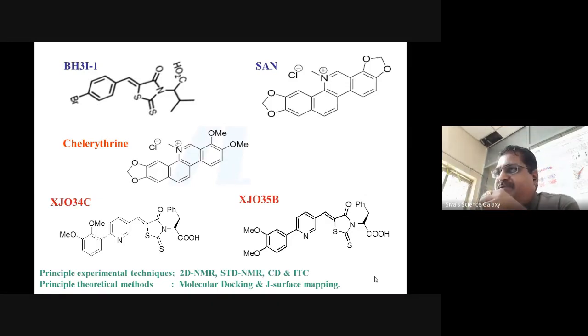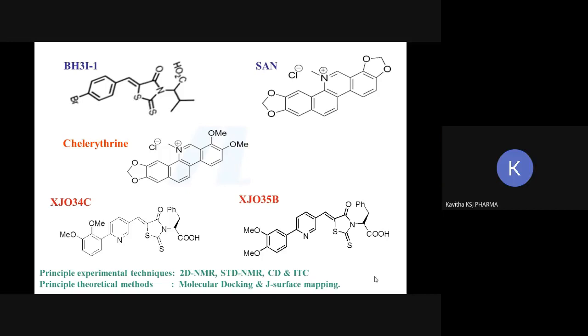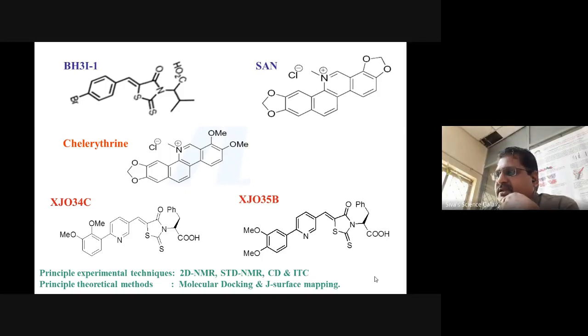Only the position is differing, the methoxy group in 34. You have to consider the 6-membered ring. The position where the 6-membered ring is joined is position number 1. The 2 methoxy groups are attached at positions 2 and 3 in the case of XJ34. In the case of XJ35, they are at 3 and 4. So the two ligands can be called structural isomers. Generally, when two structures are very similar, we expect the biological activity also to be very similar.